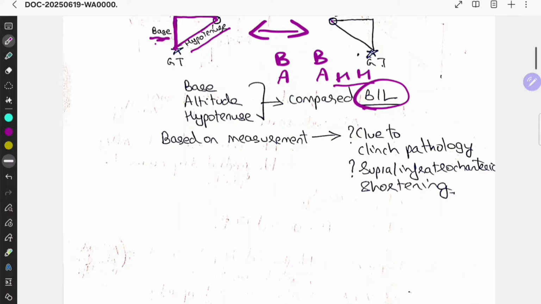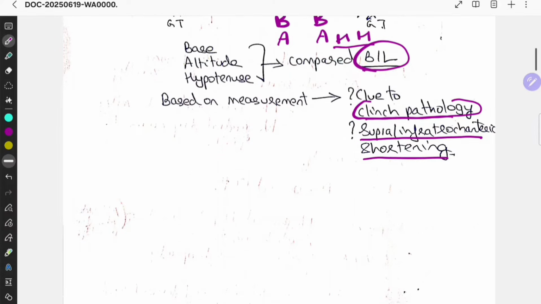Based on the measurement, it gives the clue to clinch the pathology, whether it is the femoral head, the neck, fulcrum, or the acetabulum that is affected. That is how it will give a clue to clinch the pathology. That is what we are going to discuss in detail in the subsequent slides. And most important, it lets you know if there is any supra or infratrochanteric shortening.